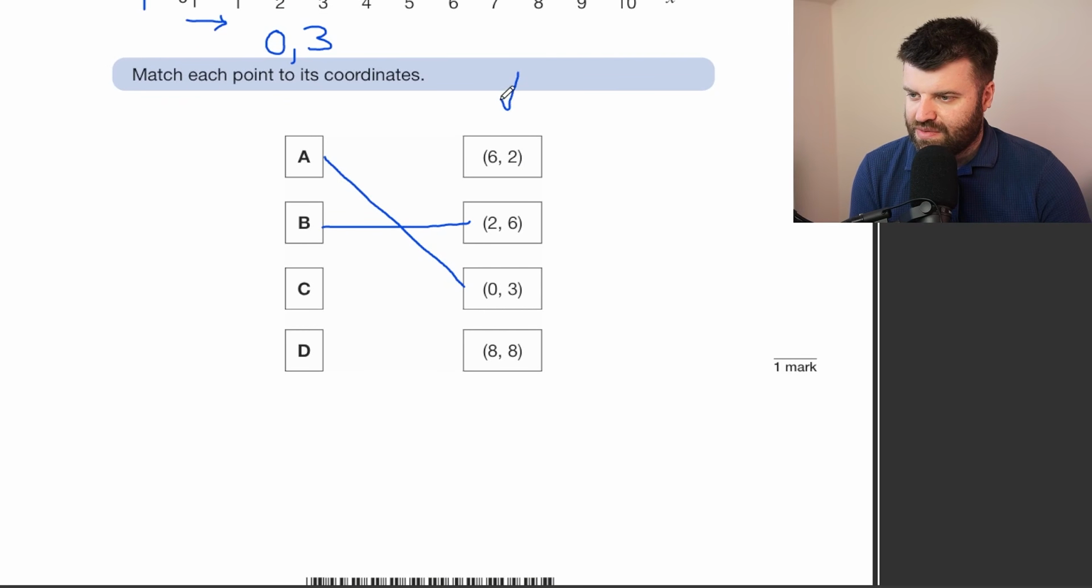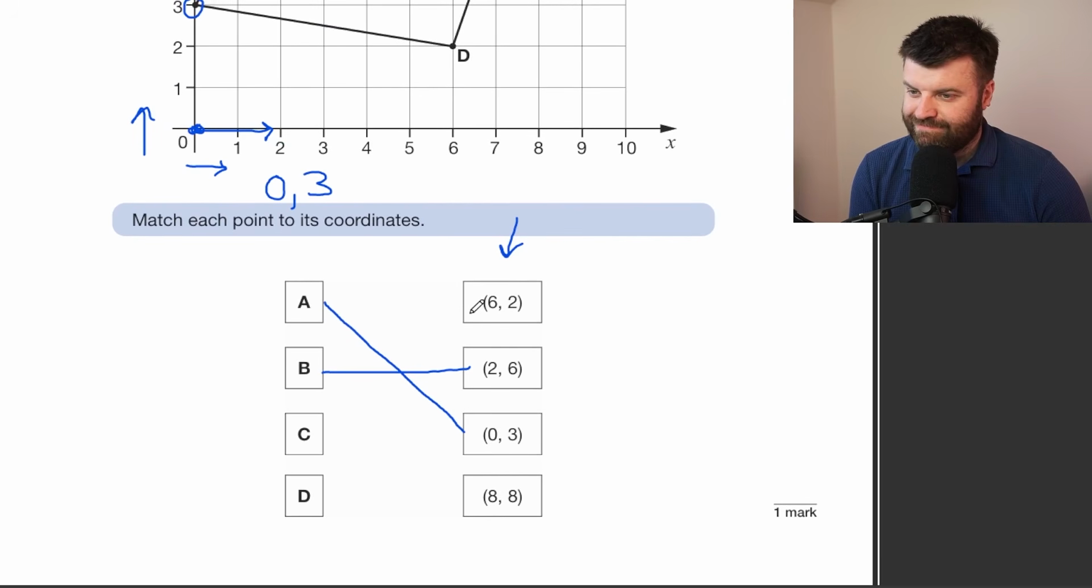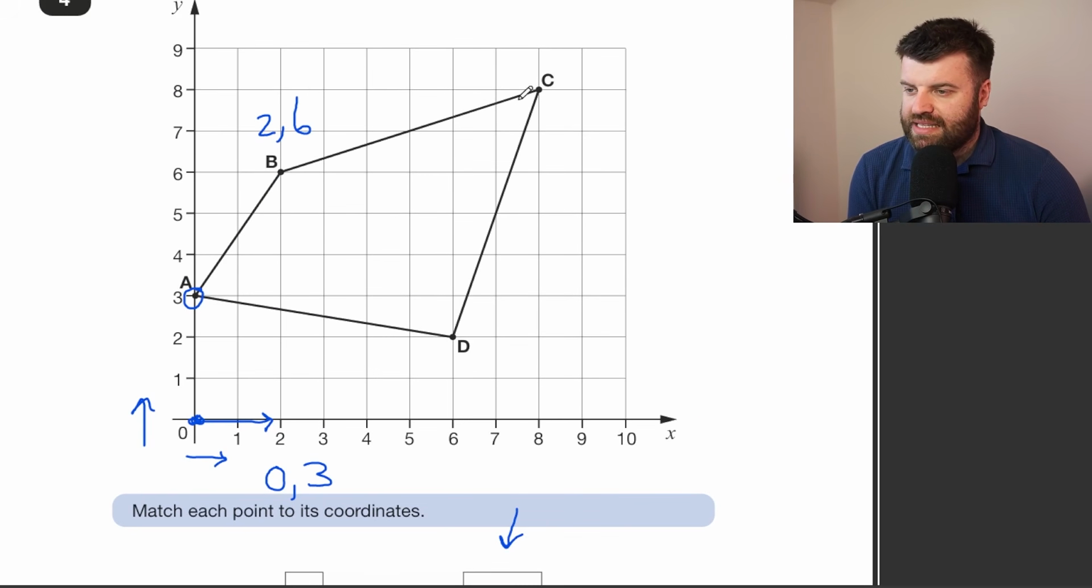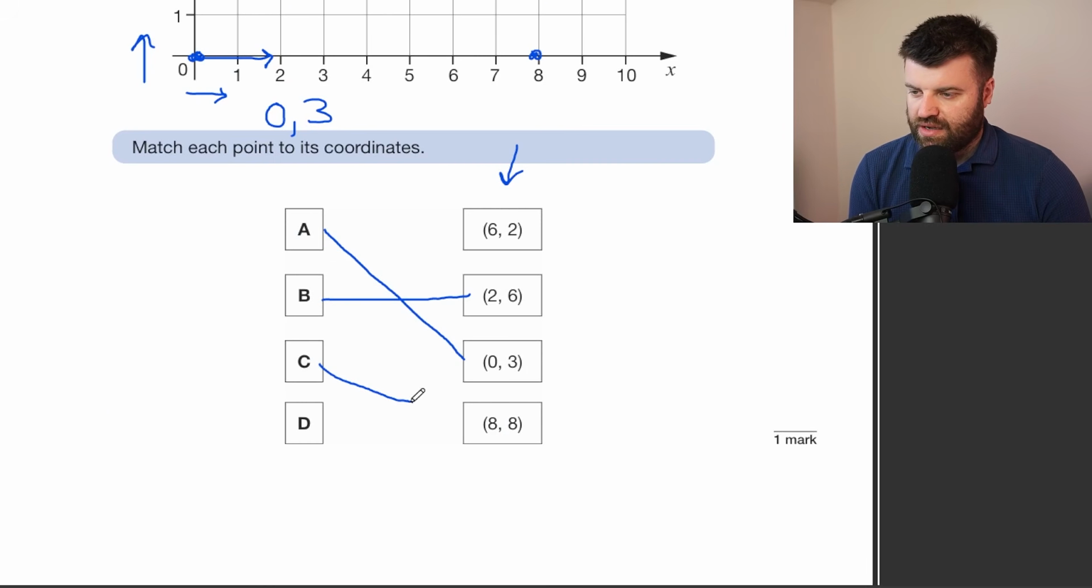Notice how they have 6, 2 as an option, trying to trick you into going up before you go across. We know we go across and then up. Let's take a look at C. It's the furthest out one. It's 8 across. And then we go 8 up. So C is 8, 8. Going to match that up there.